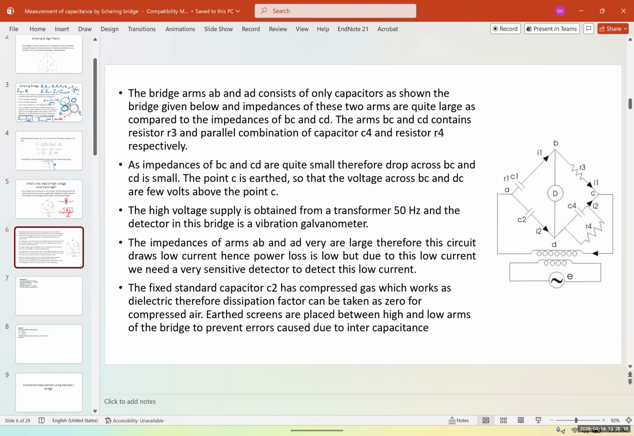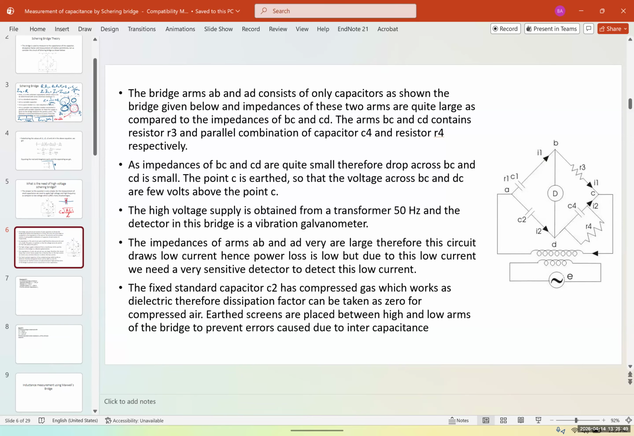This is very sensitive. So you're going to have a current around a few microamps or milliamps, but the voltage is going to be high. Now, the bridge arms AB and AD consist of only capacitors as shown. You can read faster than I can. And the way that it works, again, the impedance between AB times the impedance between CD should be equal to the impedance between BC times the impedance between AD.